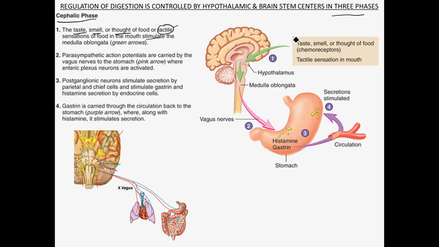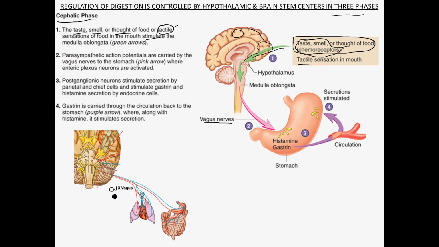So over here in the diagram again we see taste, smell, or thought of food, and this taste or smell involves chemoreceptors in the nose, in the mouth, in the taste and smell, olfaction there, and then also just the thought of food, with again the tactile sensation, sends impulses from the cerebral cortex to the medulla oblongata, and then from the medulla you have action potentials that are sent down the vagus nerves.